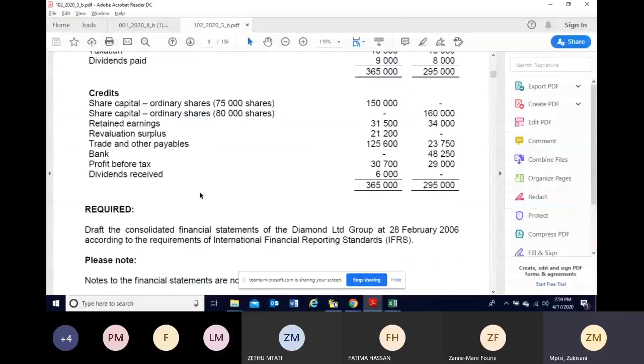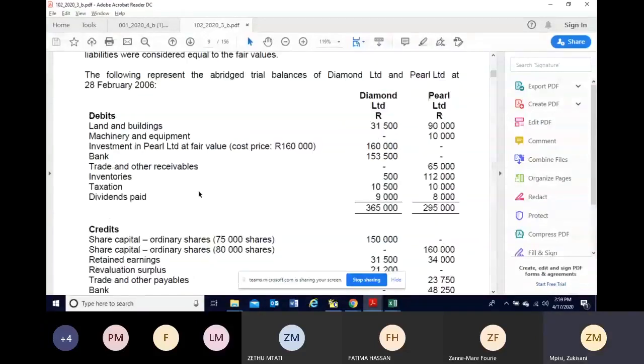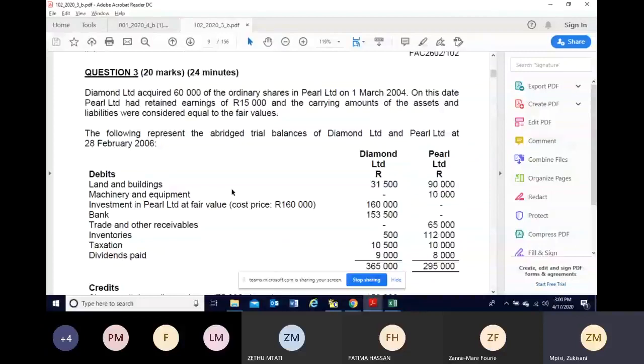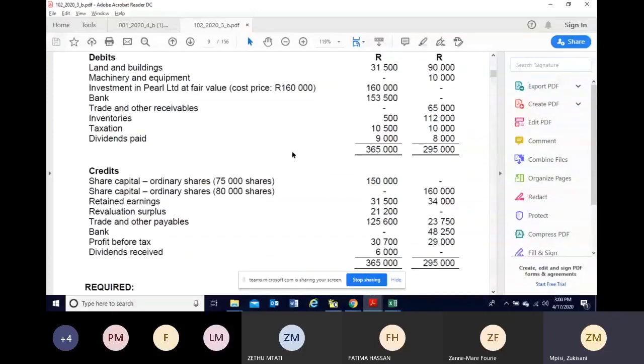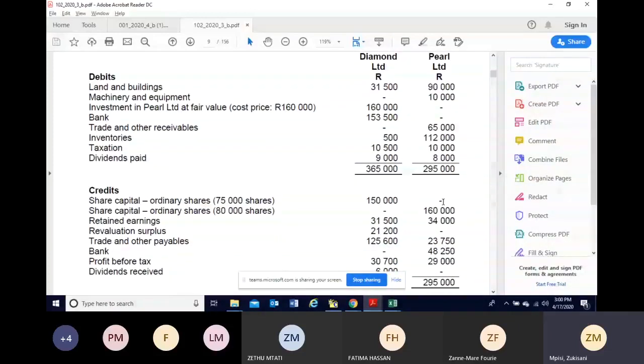At acquisition, when we are doing an analysis of Pearl Ltd, the company that we have bought into, the first thing that we have to know is, if we acquired 60,000 shares on 1 March 2004, how many shares were there? So we go here under Pearl Ltd. We see here it shows the number of shares that were there. It's 80,000 shares.